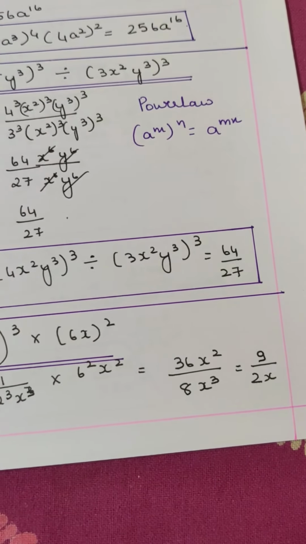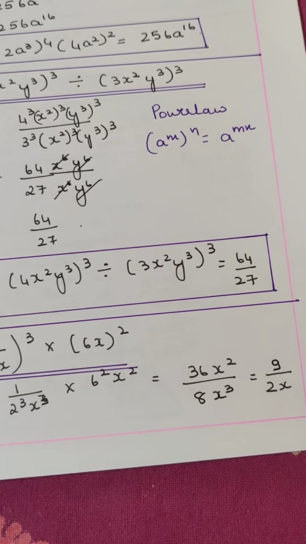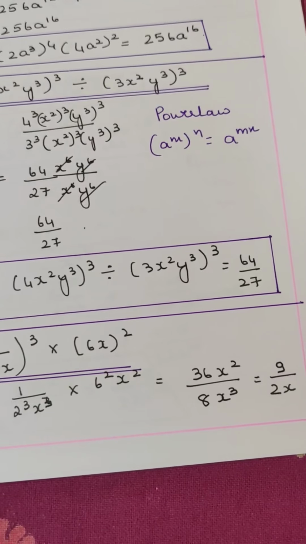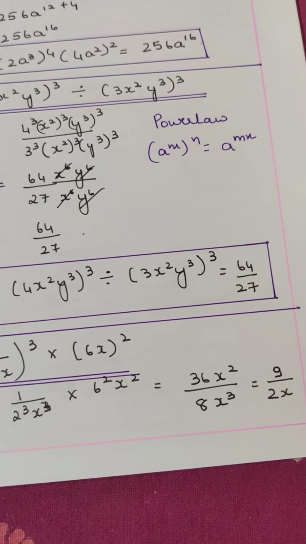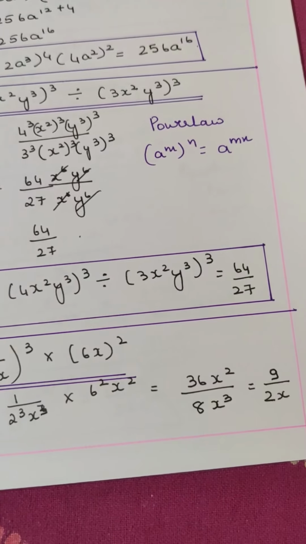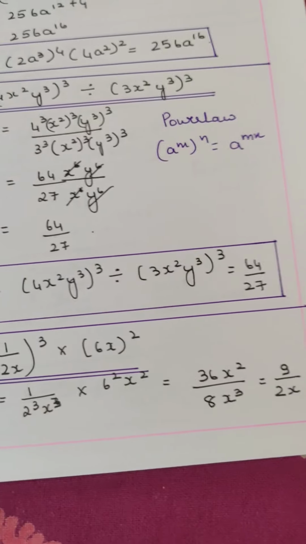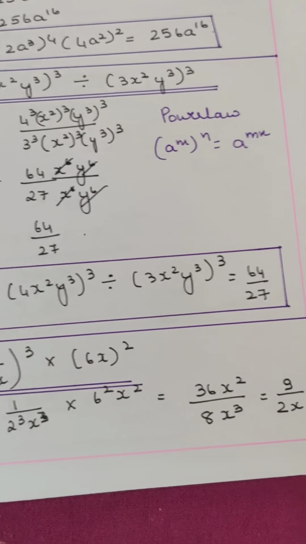4 9s are 36, 4 2s are 8. x is on top, so we bring it to the bottom because in the denominator the power is more, so it becomes x to the power of 3 minus 2, so it becomes x. Okay, so the final answer is 9 by 2x, because we have to leave it in the positive index.